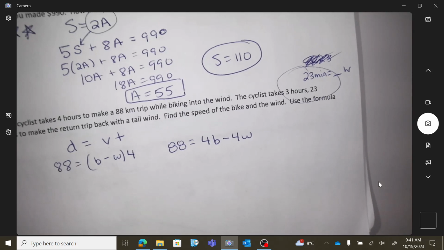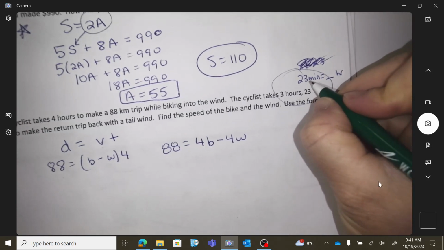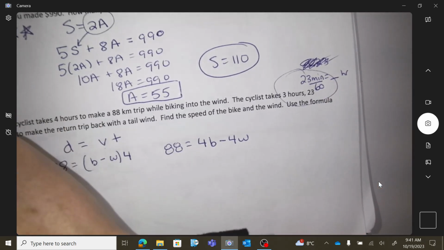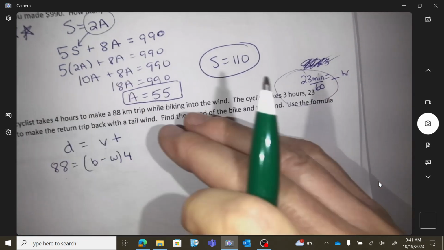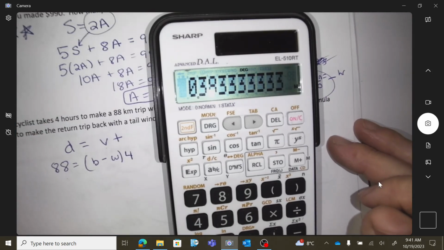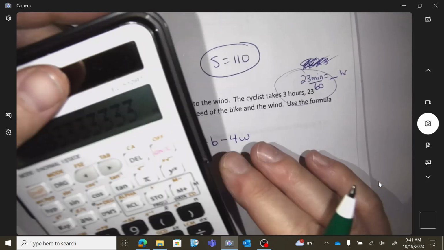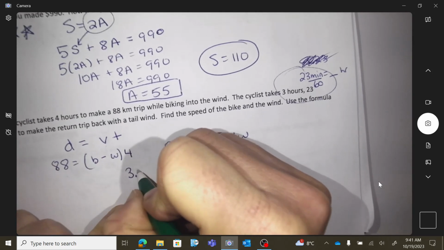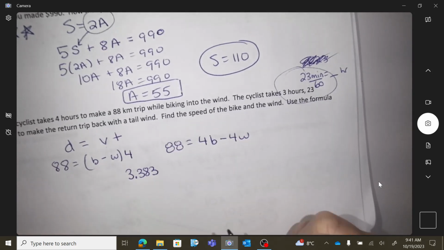Probably something easy like 30 minutes. How many hours is that? Half. So what are you doing to get that? You are dividing by 60. So 23 divided by 60 is 0.383. So the time is 3.383.